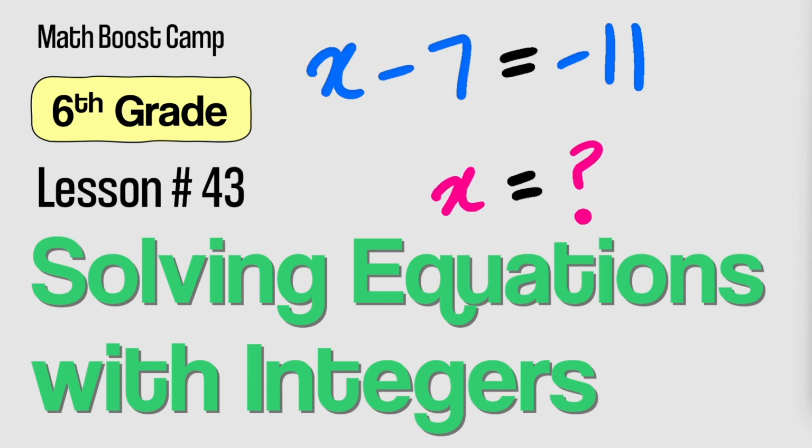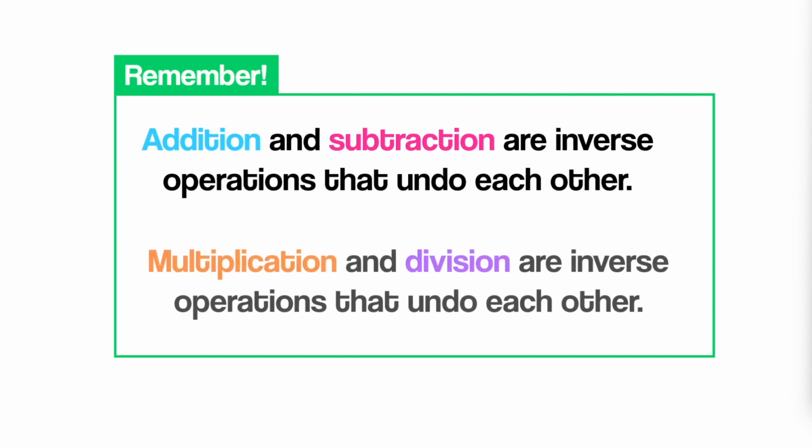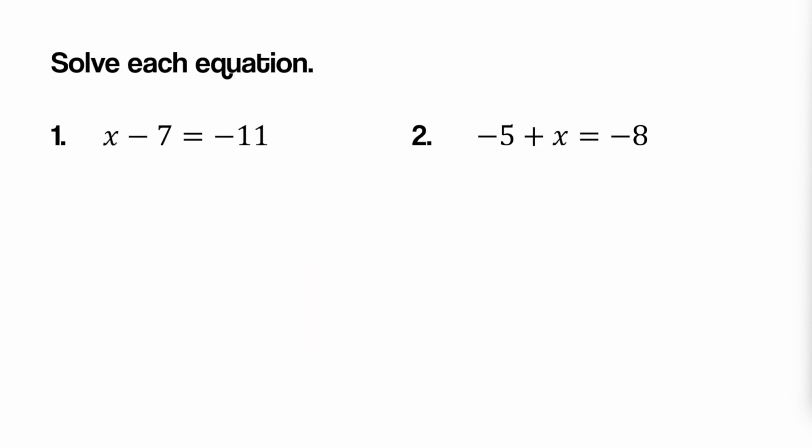In this lesson, we're going to learn to solve one-step equations with integers. Remember that addition and subtraction are inverse operations that undo each other, just as multiplication and division do. To solve for x, we need to isolate x on one side of the equation by undoing the previous operation.